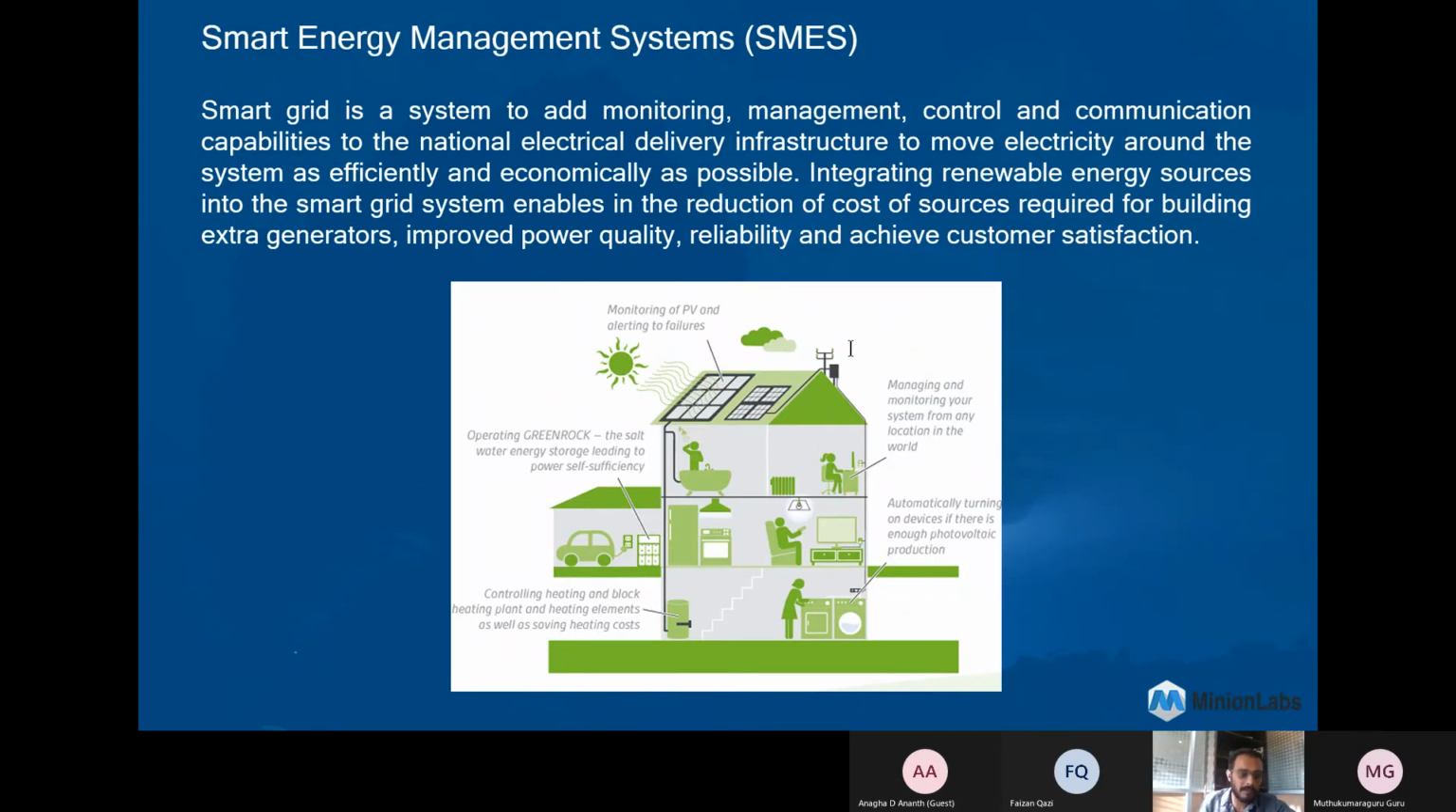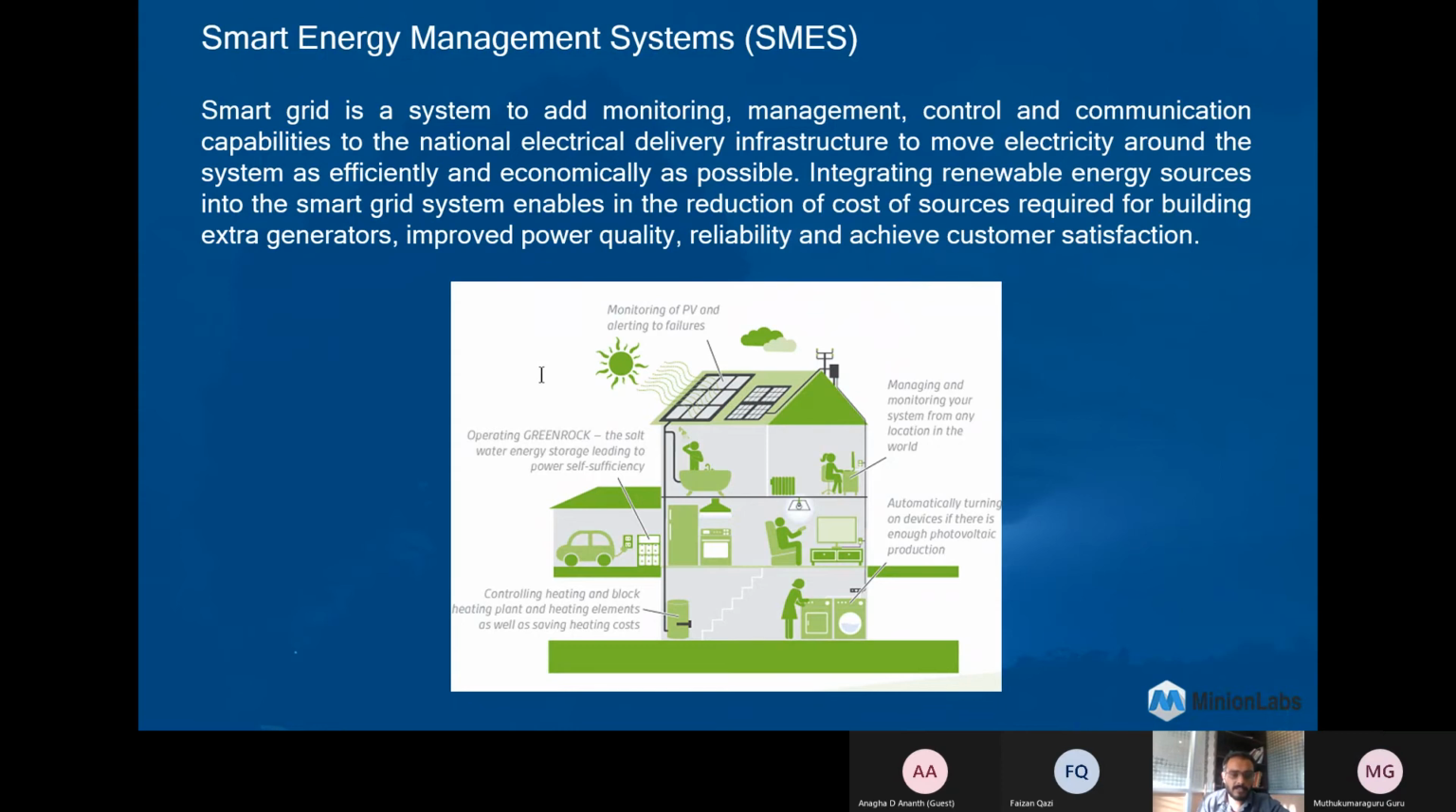This is one of the important parameters, that is smart energy management systems. Important topic. A smart grid is a system to add monitoring, management, control, and communication capabilities to the national electrical delivery infrastructure to move electricity around the system as efficiently and economically as possible.